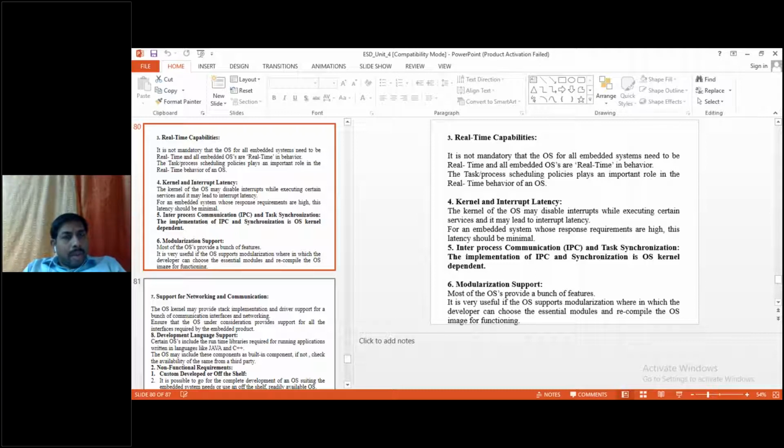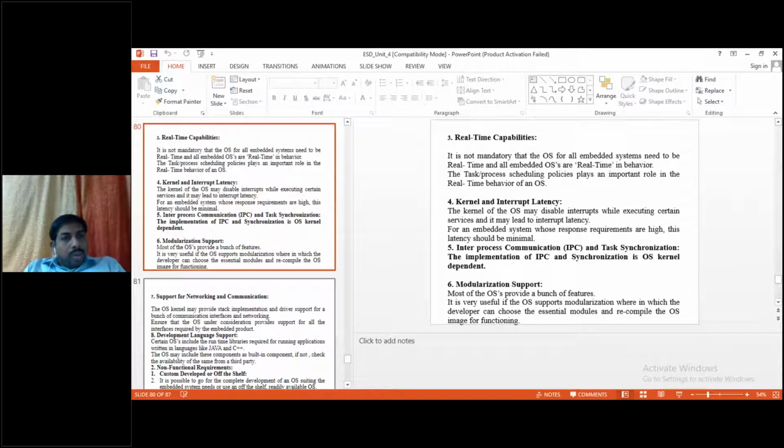Kernel and interrupt latency. The kernel of the OS may disable interrupts while executing certain services. So for an embedded system, the response requirements are high and latency should be minimal. Then inter-process communication and task synchronization. The implementation of IPC and synchronization is OS kernel dependent. So these are the functional requirements: real-time capabilities must be there, response time must be high, interrupt latency must be low, and inter-process communication and task synchronization must be done by the kernel.